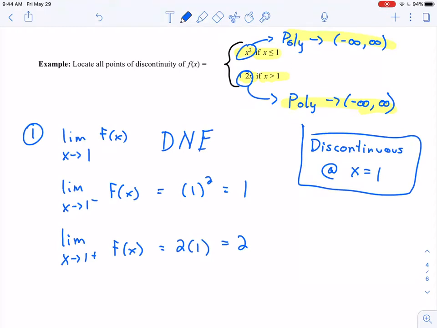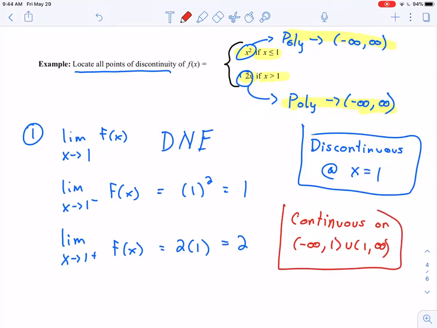So you could say, okay, this is discontinuous at x equals 1, and because of the way this is phrased, it says locate all points of discontinuity. I think you could probably leave your answer like this. Alternatively, if you wanted to get the practice with interval notation, we would say that this function is continuous on negative infinity to positive 1 and positive 1 to positive infinity. So either one of those, I would actually just say for these, just go ahead and tell me where that function is discontinuous, since that's exactly what the problem is asking us for.